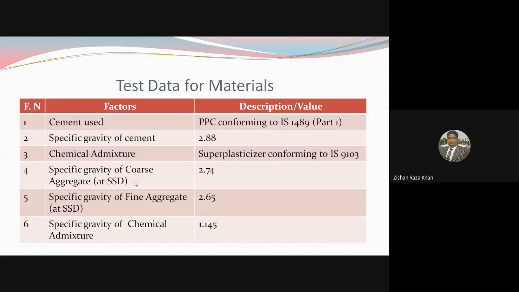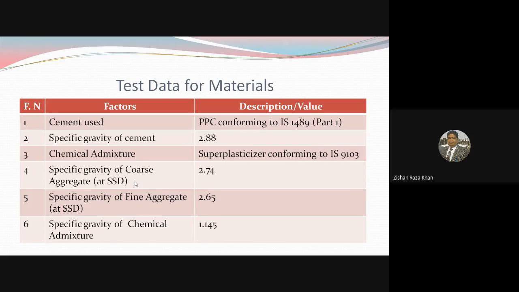Saturated means it is fully saturated in water. Whatever water is needed is already provided, so it will not take any water from the concrete mix, which is provided for the hydration of cement. Now, surface dried means there should not be any dripping of water.